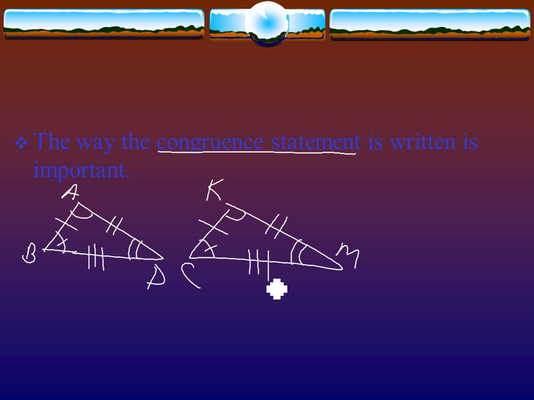You got to make sure that the parts that are congruent to each other match up when you name the triangles. The way you name the first triangle makes no difference. So somebody name that first triangle for me. ABD.